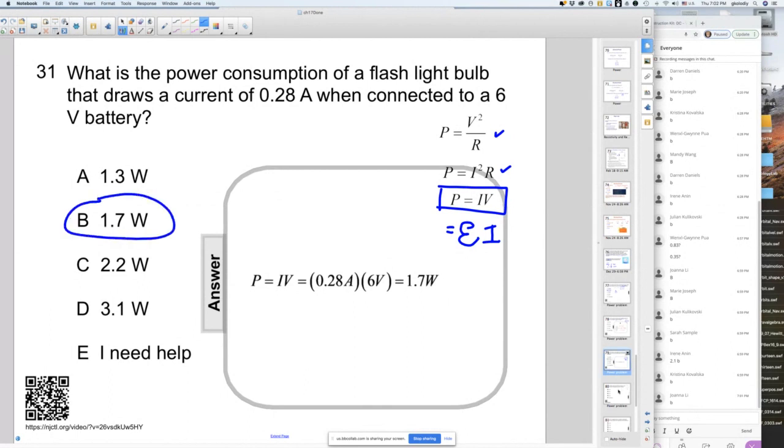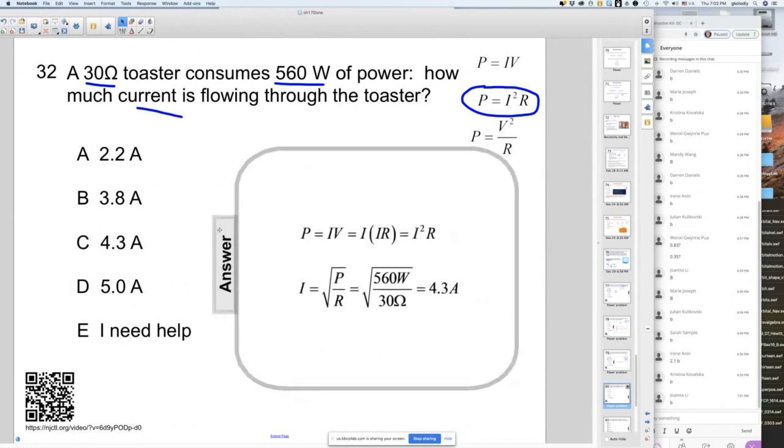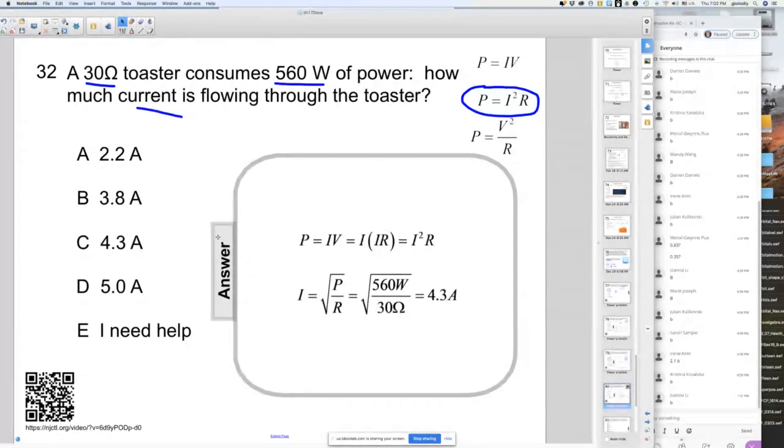And finally, I think there's another one here. In this case, you're given resistance and power, and you're asked to find current. So basically, you're going to use resistance and power and current. Those three are in there. So you will use this equation here. Again, you solve it for current. So you have to take a square root because you have an I squared here.